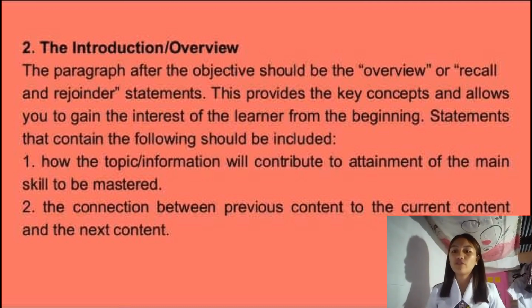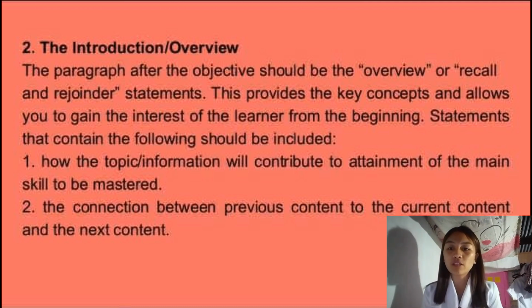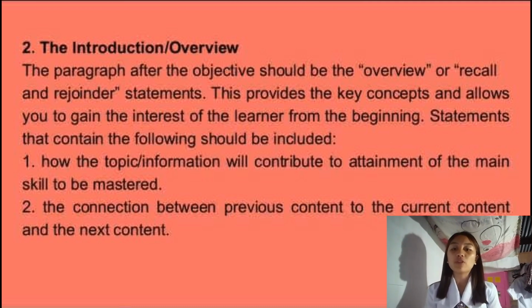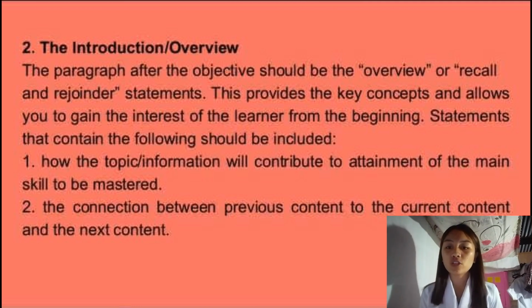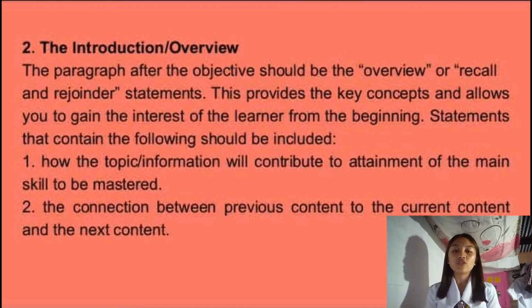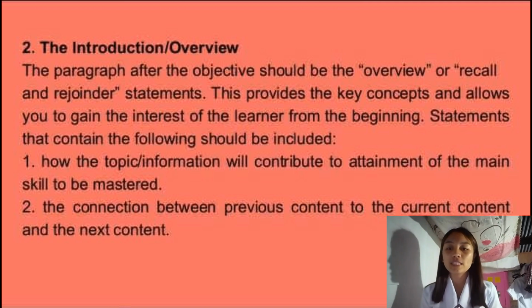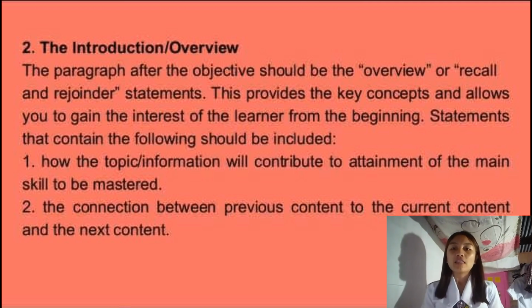The introduction and overview comes right after the learning objectives. It gives a short explanation of what the lesson is about and why it is important. It should include how the topic helps the learners develop the main skills and how the new lesson connects to previous and future lessons. In short, the introduction prepares the learner and explains the value of learning the topic.